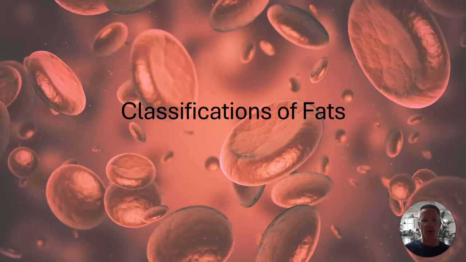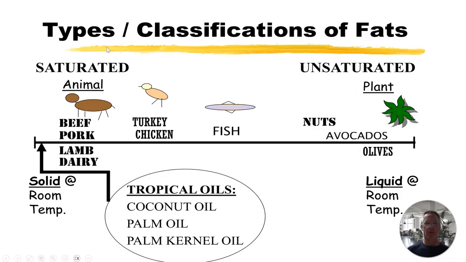Hey all, here we are going to continue our discussion on fats and get into the classifications of fats. So here is a basic chart on what types of fats are in there. So we have our saturated fats, our unsaturated fats. We've talked about some of the basic generalities of what makes a saturated versus an unsaturated fat.